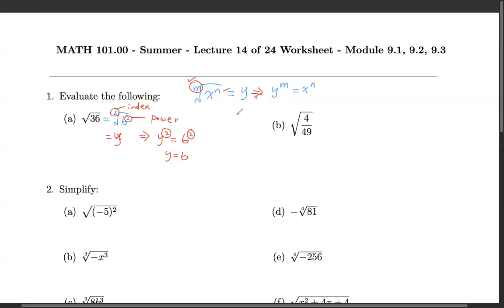And later on, we're going to write it as a rational exponent. So x raised to a fraction. The numerator in the fraction is the power, and the denominator in the fraction is the index. Right? So later on, we're going to talk about this. And this will help us to calculate.